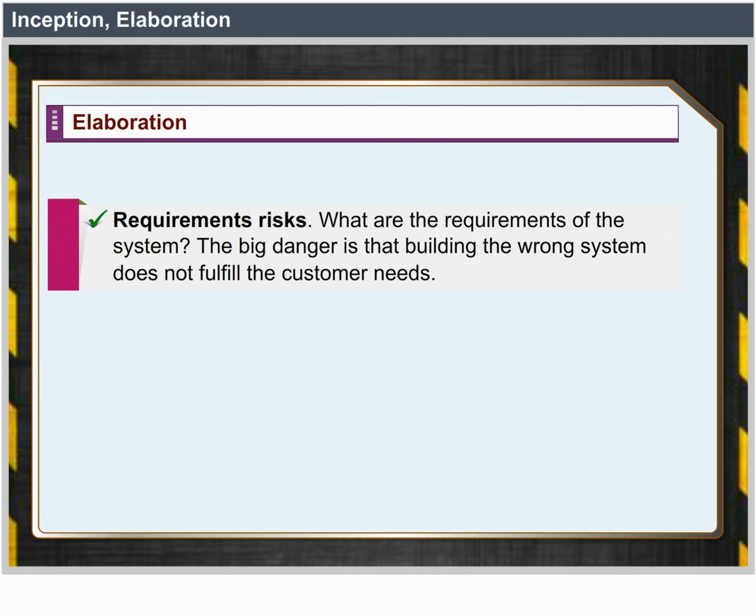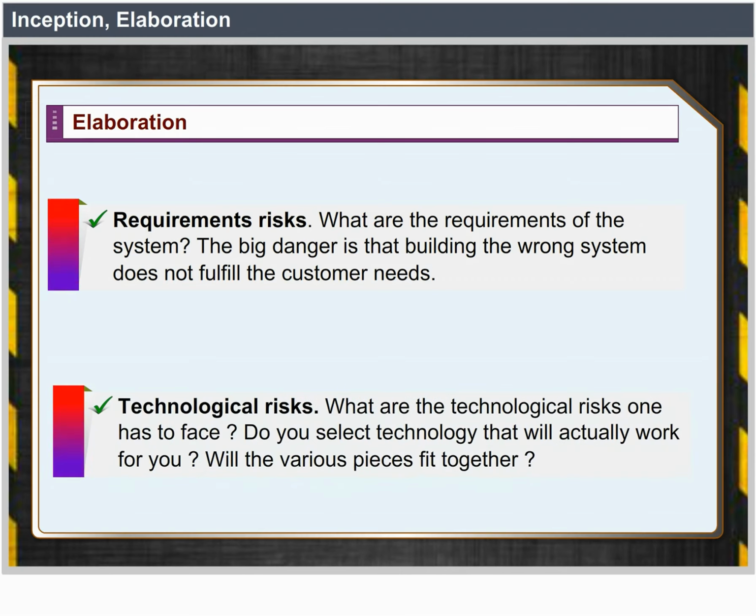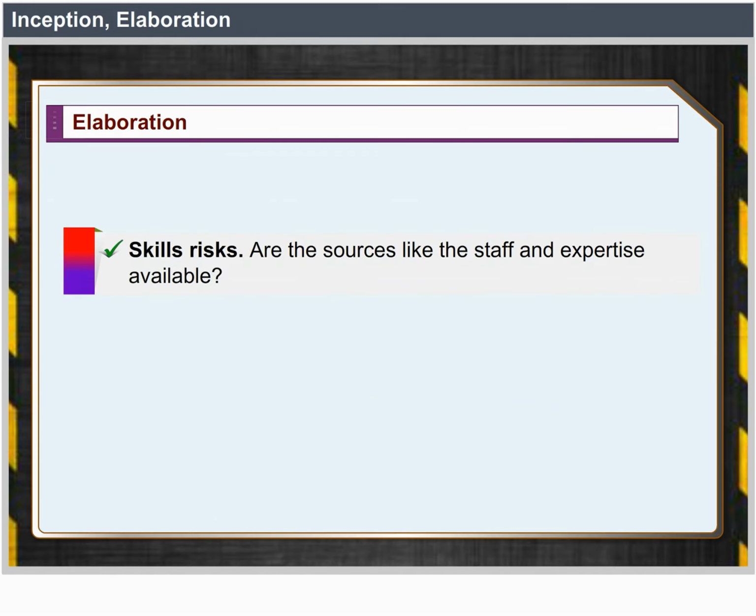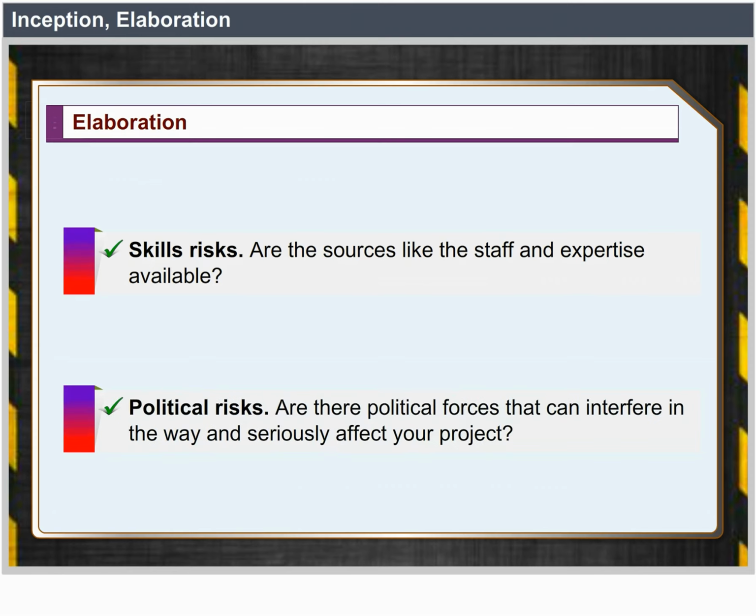Requirement risk. What are the requirements of the system? The big danger is building the wrong system that does not fulfill the customer needs. Technological risk. What are the technological risks one has to face? Do you select technology that will actually work for you? Will the various pieces fit together? Skills risk. Are the resources like the staff and expertise available? Political risk. Are there political forces that can interfere in the way and seriously affect your project?